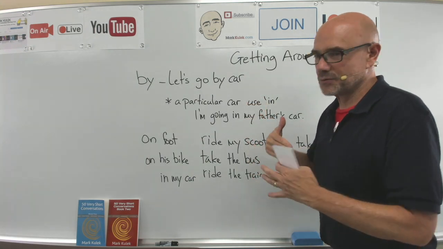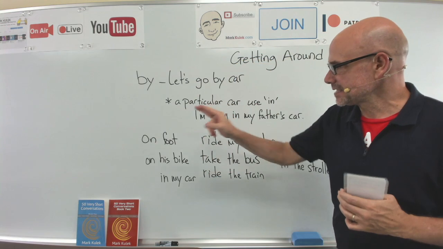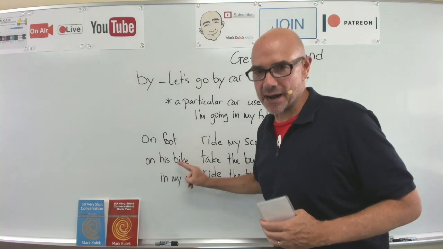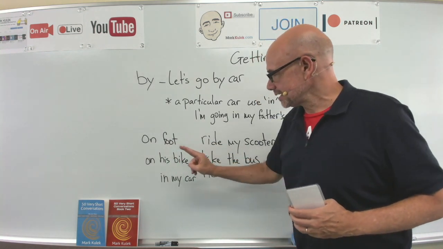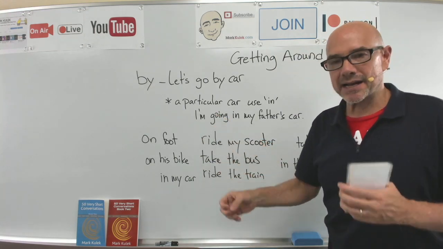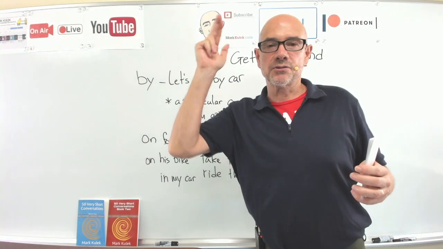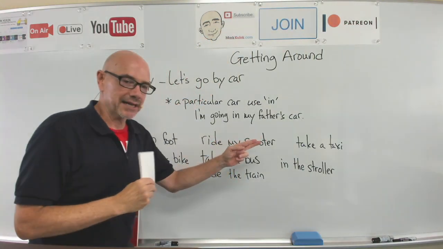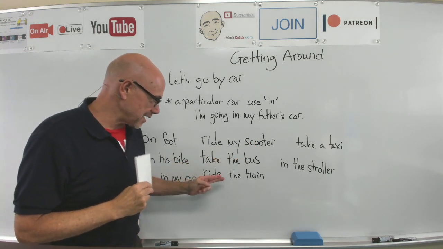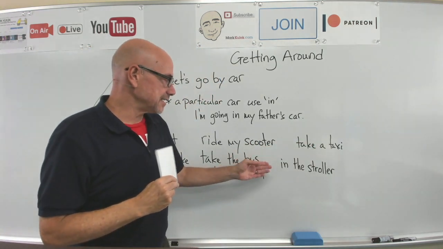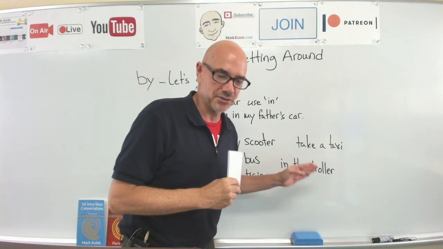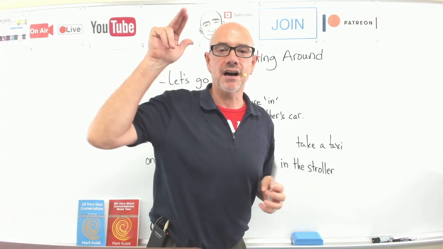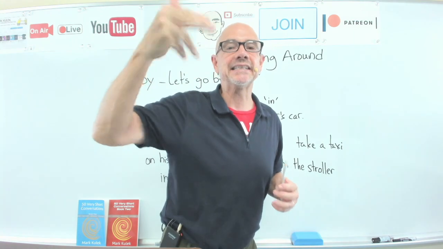And also some other ways we use transportation. On foot, I'm going on foot. He's on his bike, all right? On his bike. In my car, I'm going in my car, all right? I'm going to work in my car, yeah? Ride my scooter. Take the bus, ride the train, take a taxi, in the stroller. The baby is in the stroller, okay? So here are some ways we use transportation, or basically getting around, okay?